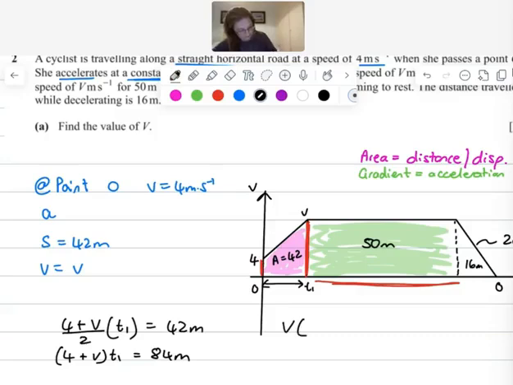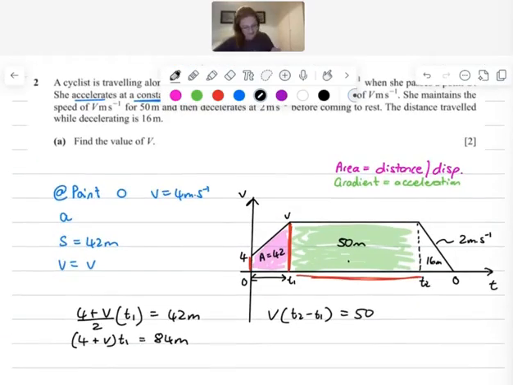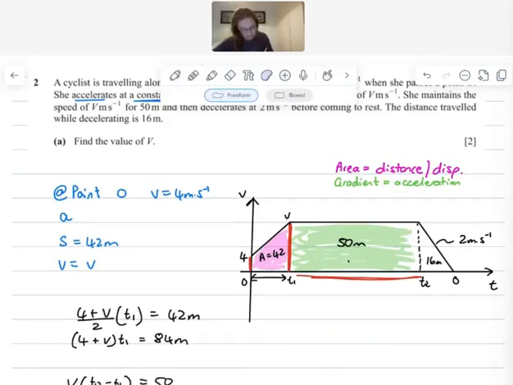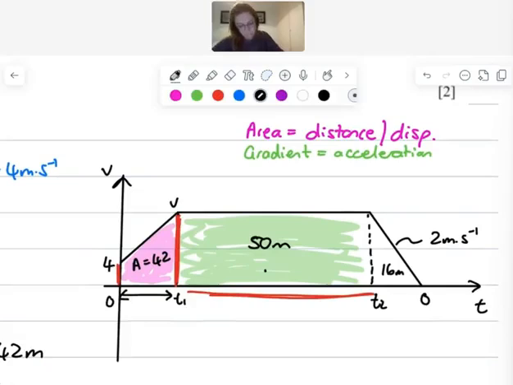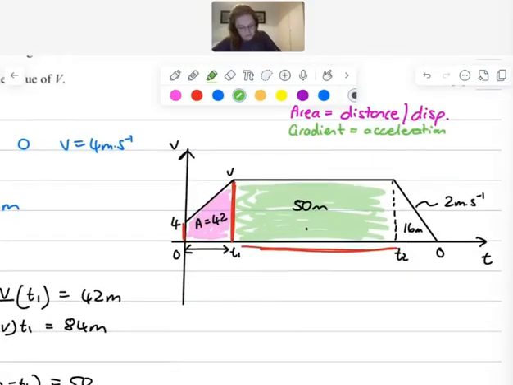V times, let's say this is T2, so it's going to be T2 minus T1, and that is equal to 50. Okay, so we're setting up a bunch of simultaneous equations here. Alright, and then my last section, so you might be able to see that I don't always know where to start, but I just need to start somewhere.